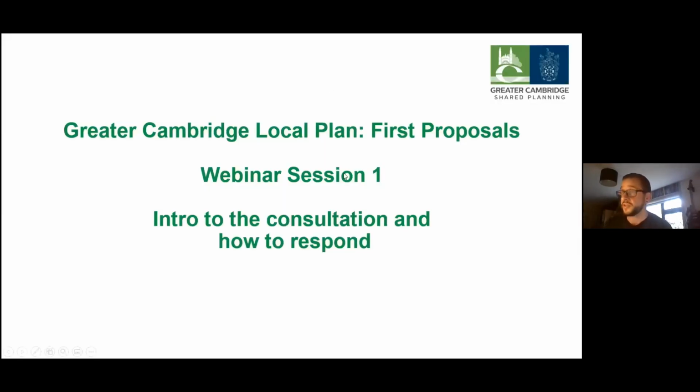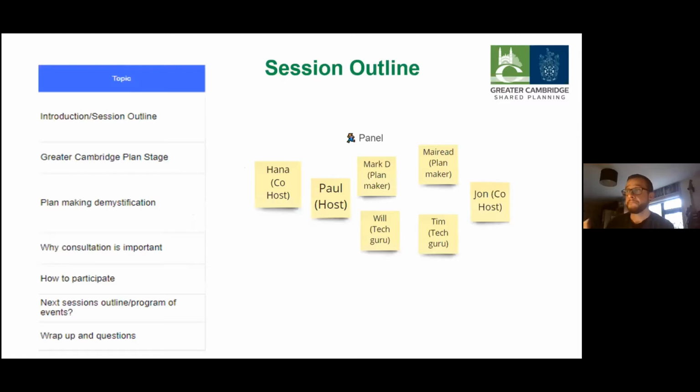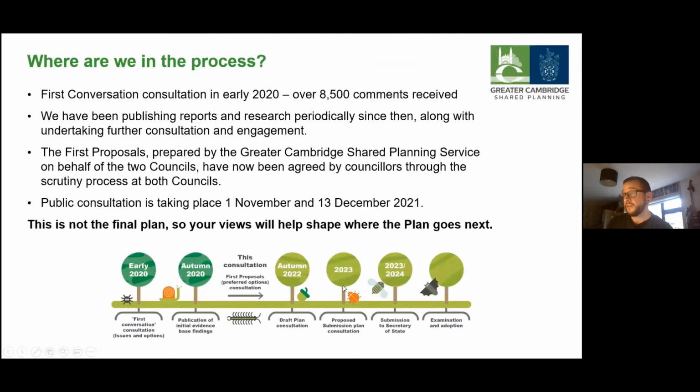Actually, just before we do that, I'm just going to outline the session. We're going to have a little bit about what stage of the plan making we're at. And then I'm going to do a little session on plan making demystification for those of you who don't know what a plan is about, and that's going to be interactive. And then we're going to talk a little bit about consultation, how to participate, and outline some of the next sessions, including further webinars and some of our in real life sessions as well. So John, I'm going to hand over to you, and you can start.